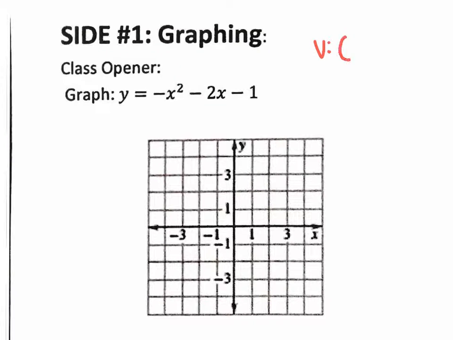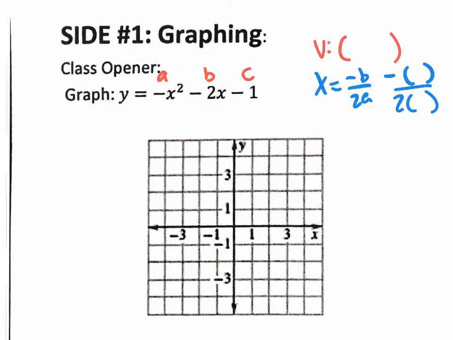Everybody should know that the first thing to do is find the vertex, and we find that vertex by using x equals negative b over 2 times a. And when you use that formula, please use parentheses when you plug in the b and the a value. What is the b value? Negative 2. What's the a value? Negative 1. What's the c value? Negative 1. So we don't even use c. We're just using b and a.